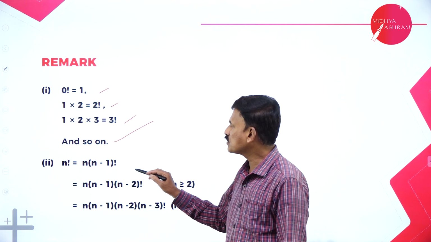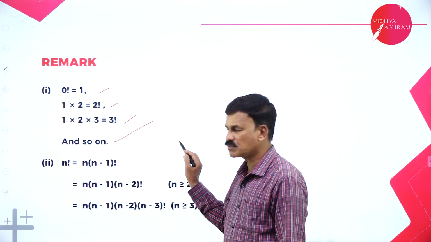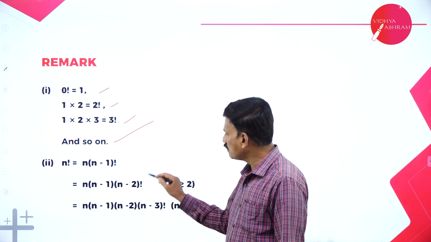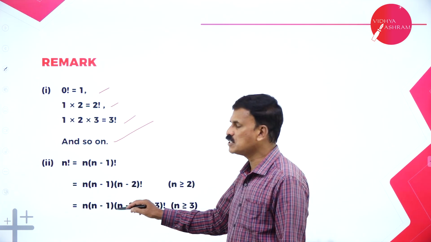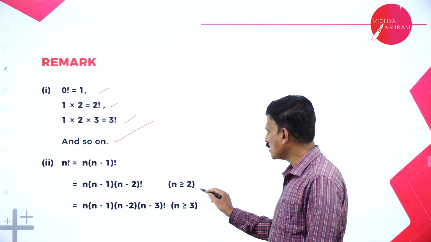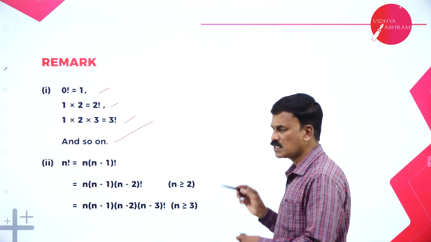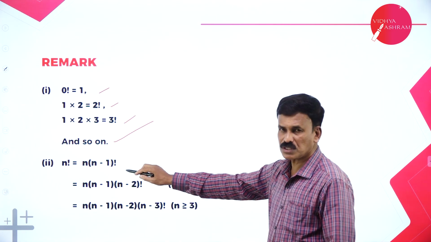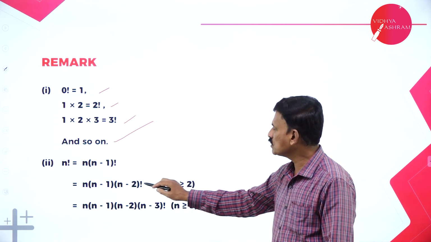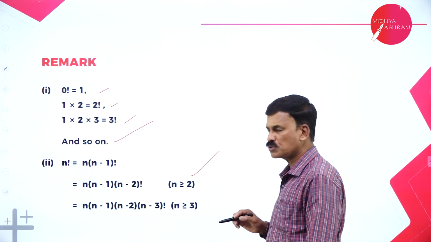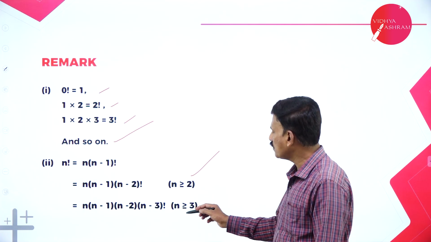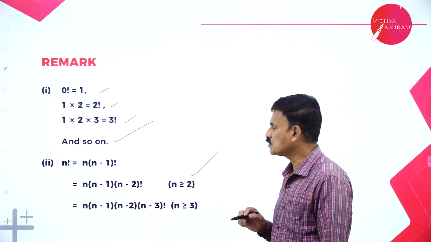So, therefore, n factorial is also equal to n into n minus 1 factorial. That is nothing but, next term is n into n minus 1 into n minus 2 factorial. Next term is n into n minus 1, n minus 2, n minus 3 factorial. So, when n is greater than 2, when n is greater than 3, and so on. Right. So, therefore, n factorial is n into n minus 1 factorial. That is also equal to n into n minus 1 into n minus 2 factorial if n is greater than or equal to 2. Next, n into n minus 1 into n minus 2 into n minus 3 factorial if n is greater than or equal to 3.